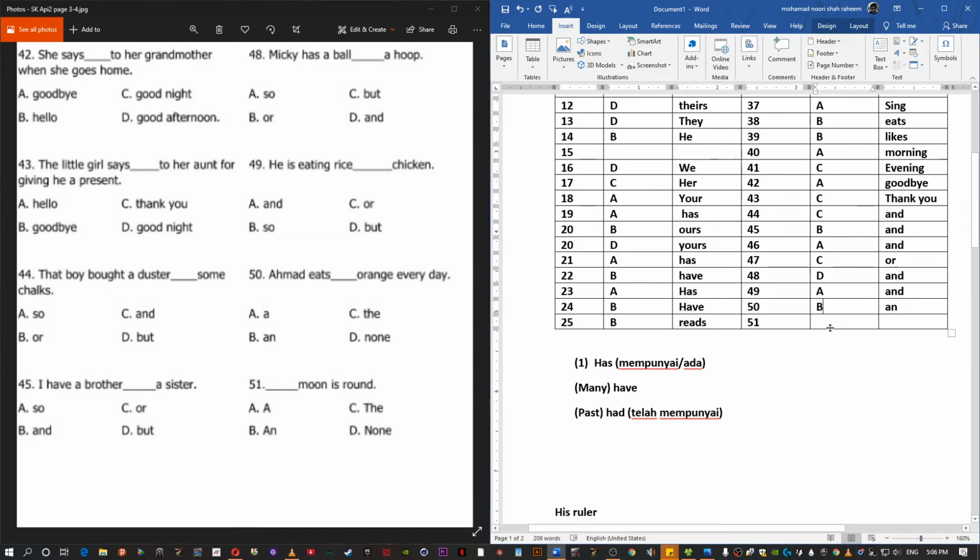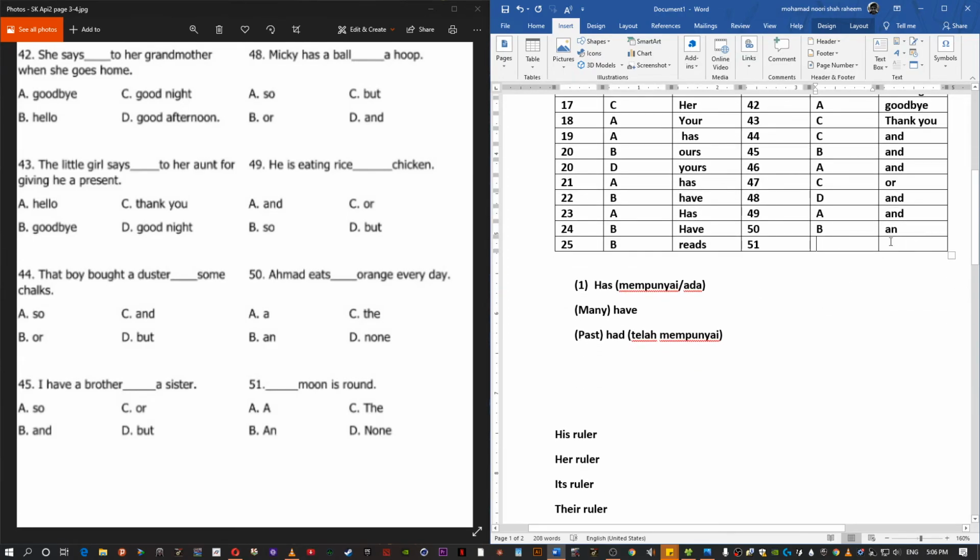Okay. 51. The moon is round. Even though it doesn't tell you which moon, you don't need to know, because when you say the moon, there's only one moon in our planet. You don't have to say the moon that orbits around the Earth. You can just say the moon, like you say the sun. When you say the sun, you can't say a sun, you say the sun, because there's only one sun here. The sun means matahari, not a son, a boy. Alright, so that's that.